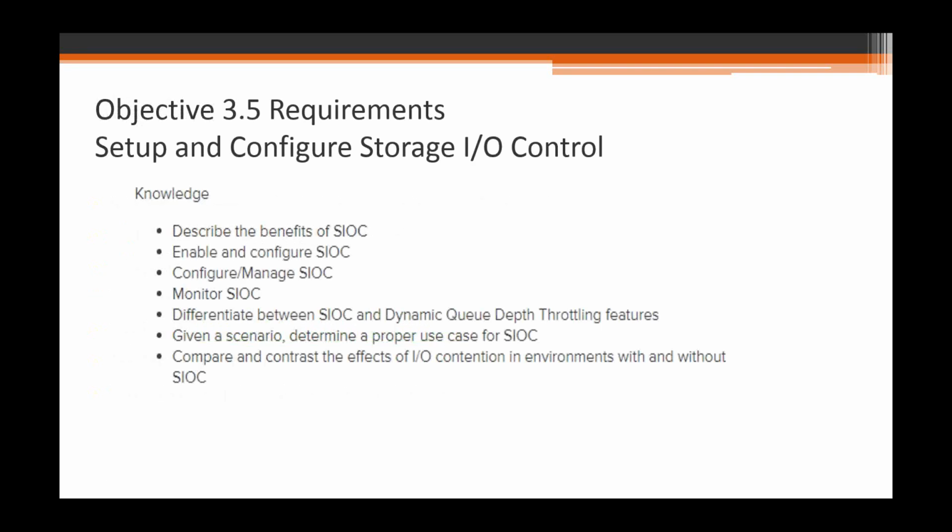So the subject for this session is set up and configure storage I/O control. I copy-pasted from the VCP6-DCV blueprint, and the requirements are basically to talk about what storage I/O control is, describe the benefits, how to enable, configure, manage and monitor it. There's another point to differentiate between storage I/O control and something called dynamic queue depth or adaptive queuing, and also to talk about what happens when there's no storage I/O control, what happens with I/O, and so on.